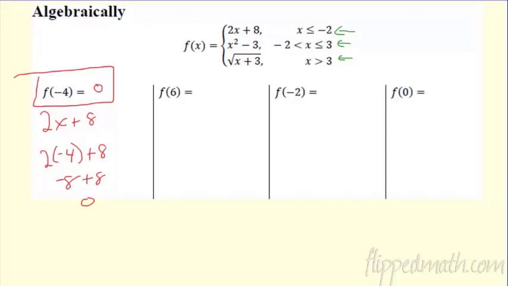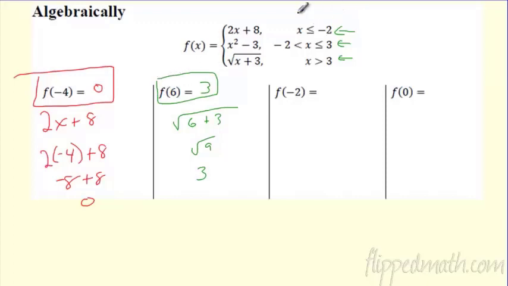Pretty cool, huh? How about the next one? If I plug 6 in, where does 6 go? Well, it's not less than 2. It's not sandwiched between -2 and 3, and it's not great. Oh, it is greater than 3. So I'm going to put in the last one. So really, yeah, it falls in this function. X is 6. So it's going to be 6 plus 3. 6 plus 3 is 9. What's the square root of that? It is 3. So it's all about finding the right function so I can evaluate that point.